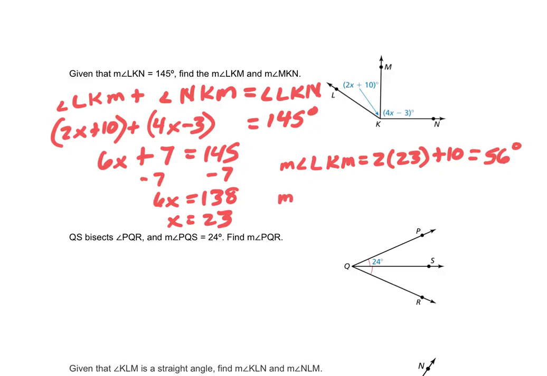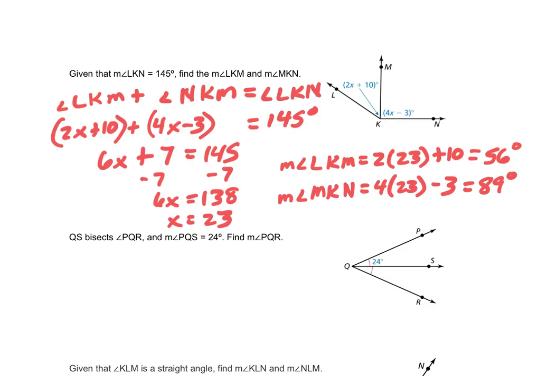Okay, then I'm going to do angle MKN. So we're going to do 4 times 23 minus 3. We're plugging it into this expression right here. 4 times 23. 93. Okay, 93 minus 3. Try again. 4 times 23. 92. That sounds better. Okay. 92 minus 3? 89.